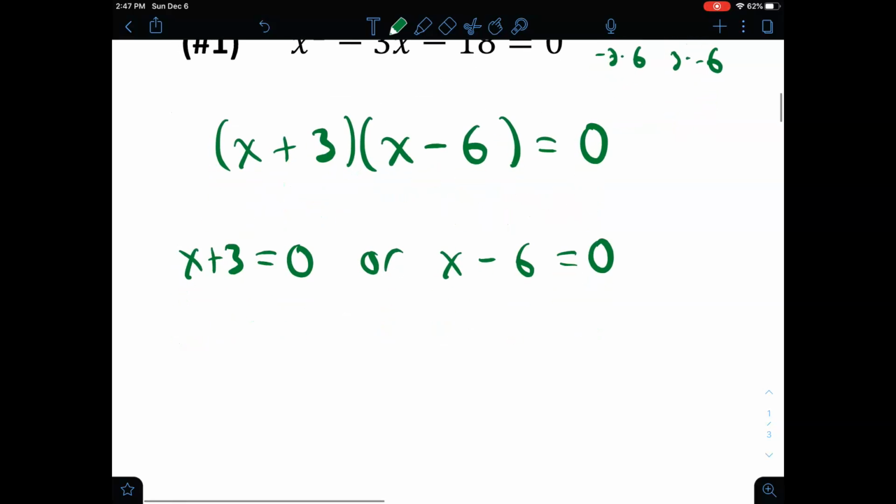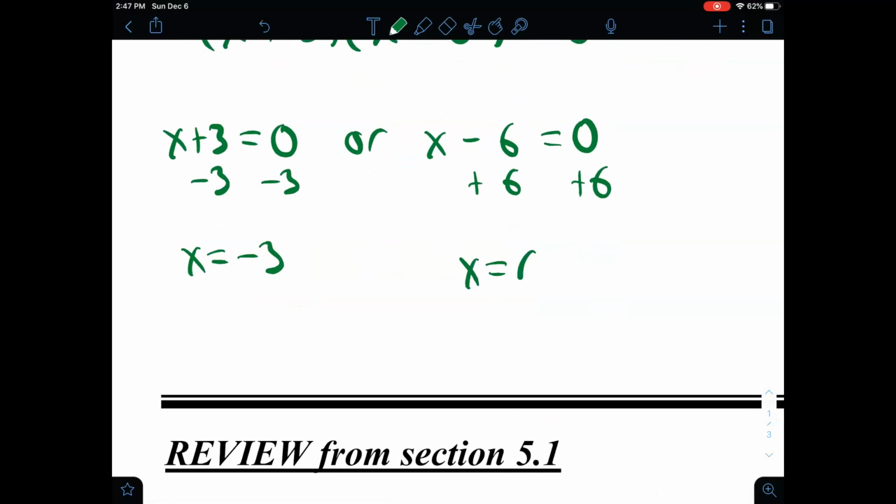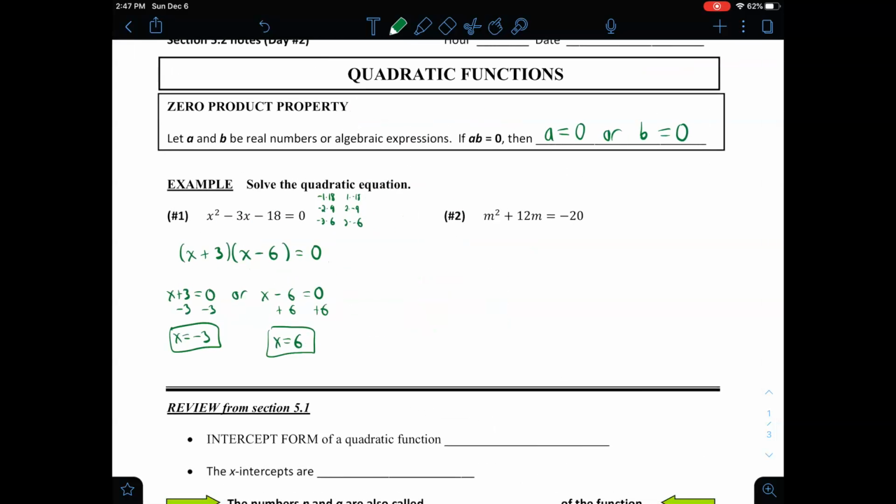So how do I solve x plus 3 equals 0? Well, I subtract 3 from both sides. So I get x equals negative 3. How do I solve x minus 6 equals 0? Well, I add 6. So we're going to get x equals 6. So our solutions are going to be x equals negative 3 and x equals 6. Those are going to be where the parabola crosses the x-axis. Okay? All right, let's do number 2.